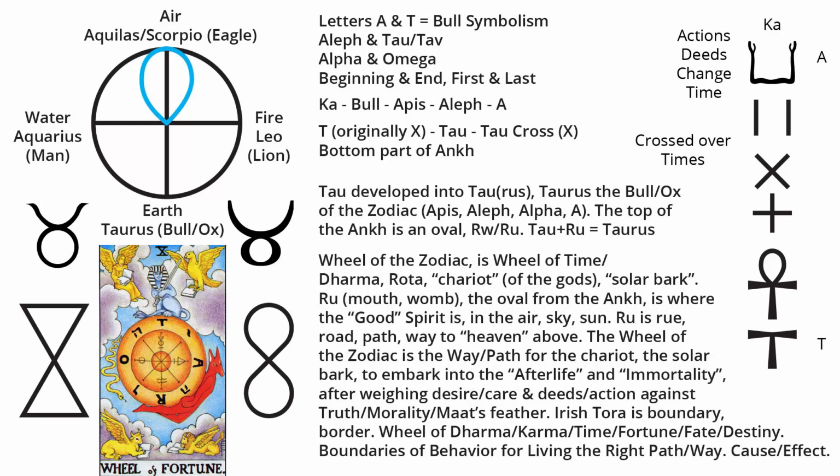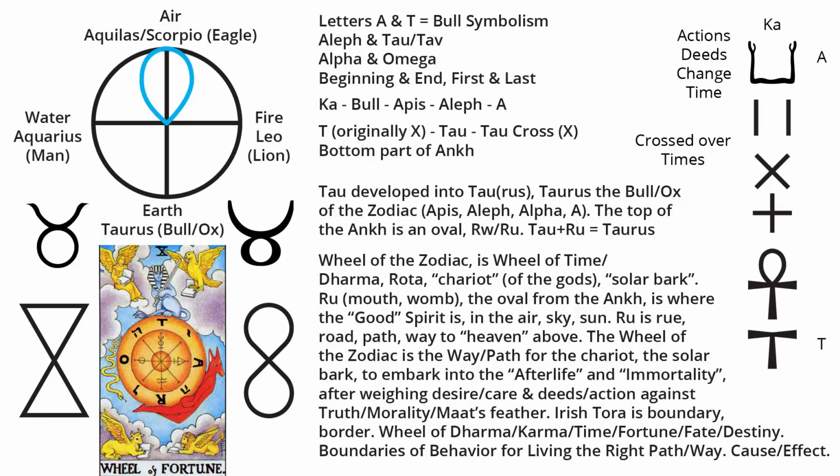So if you go look at the symbolism of the solar bark, the Wheel of the Zodiac, the solar bark as the chariot, it goes around the wheel. The Wheel of the Zodiac, the Wheel of Time, Fortune, Fate, Destiny, Dharma, Karma, is the way and path for the chariot, the solar bark, to embark into the afterlife and immortality. After weighing the desires and cares and deeds and actions against truth and morality, Ma'at's feather.